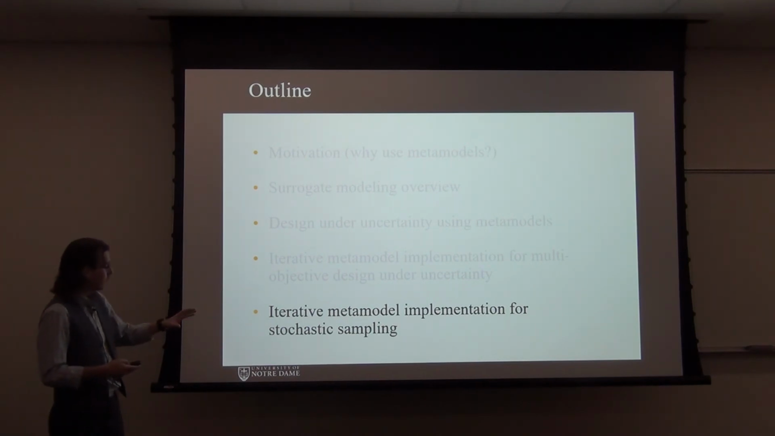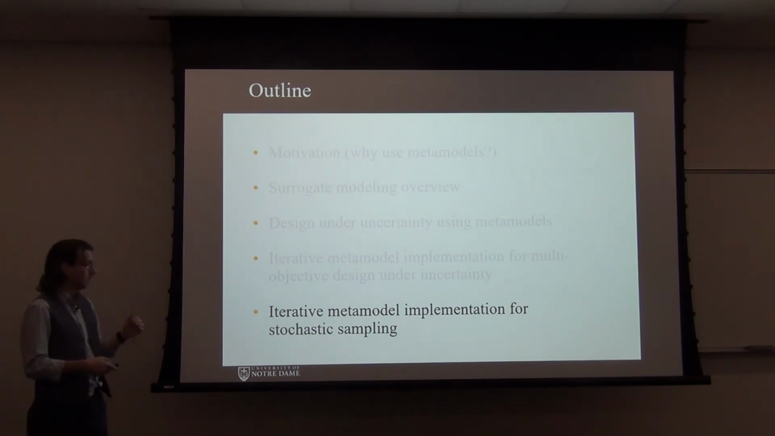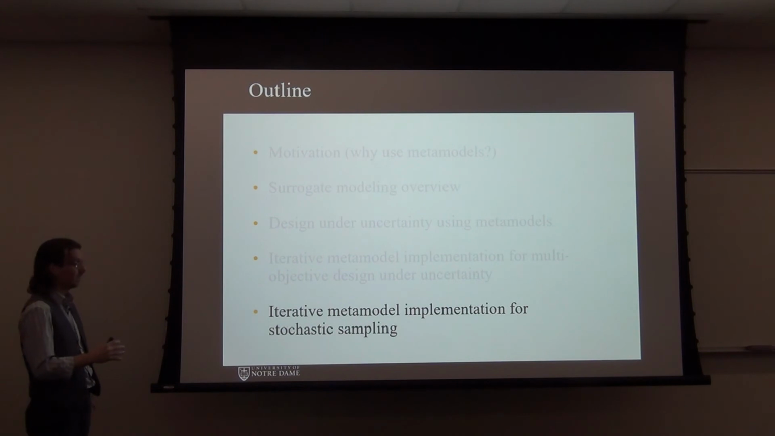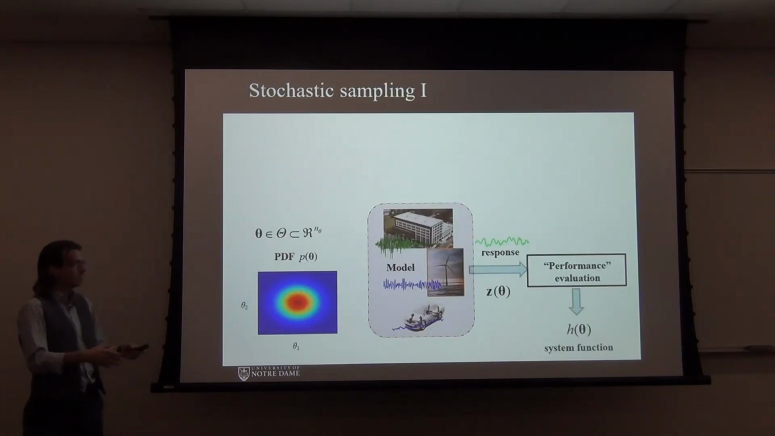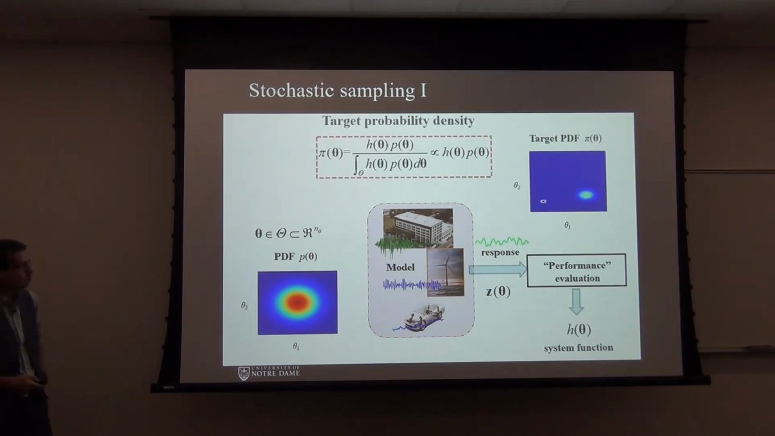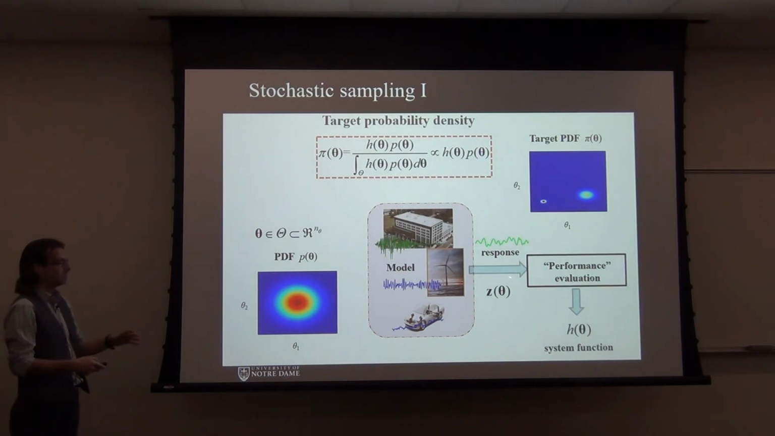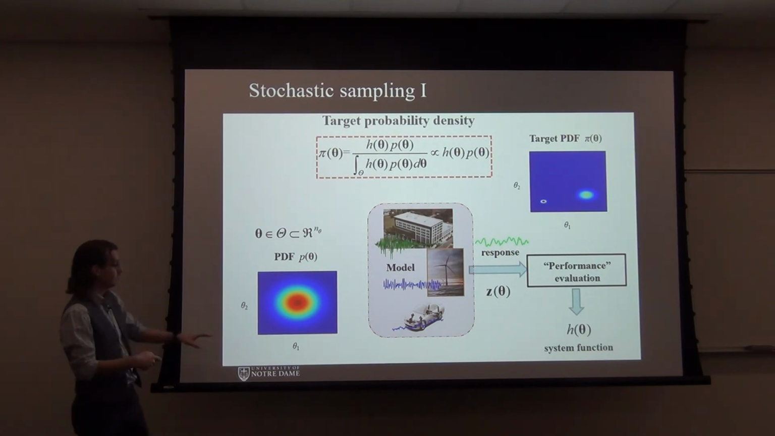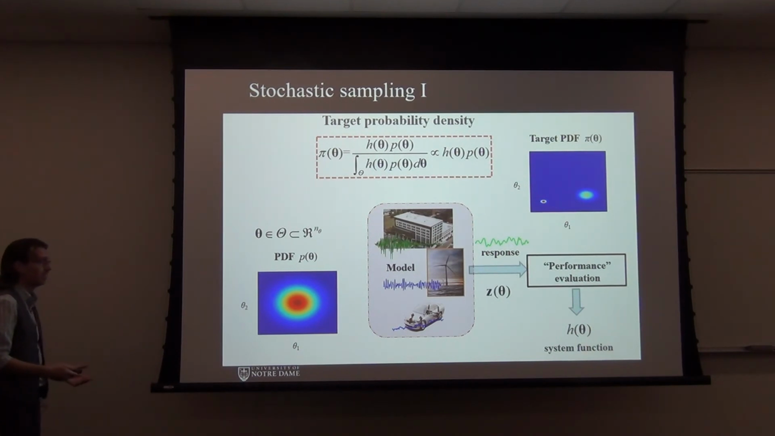So for the end of the talk, we're going to spend a few minutes looking now at a different UQ task, very quickly. So the same concept of iterative metamodel implementation, but for stochastic sampling. This is our setting, and I'm not going to have design variables anymore, so you're only going to see thetas. What I'm trying to do in terms of stochastic sampling is generate samples from a target probability density that is proportional to your prior information, but also proportional to your system function.